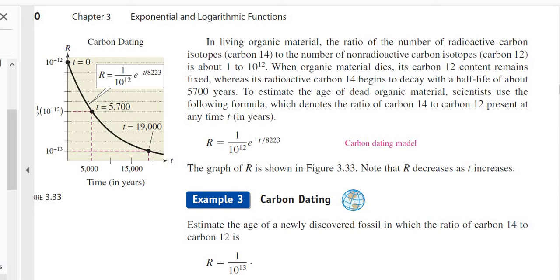So here's our question. Estimate the age of a newly discovered fossil in which the ratio of carbon-14 to carbon-12 is R equals 1 over 10 to the 13th. And then they gave us the equation up here, so let's solve.